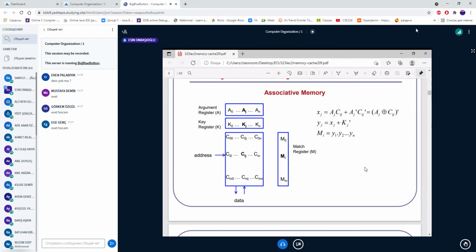Therefore, associative memory is usually used for table search operations. You will see later that we need to keep some tables by hardware, and we will keep those tables in associative memory so that we can search a value in that table in a very fast way.